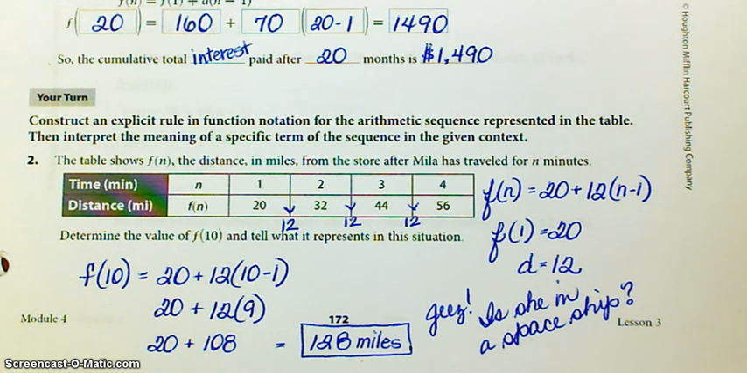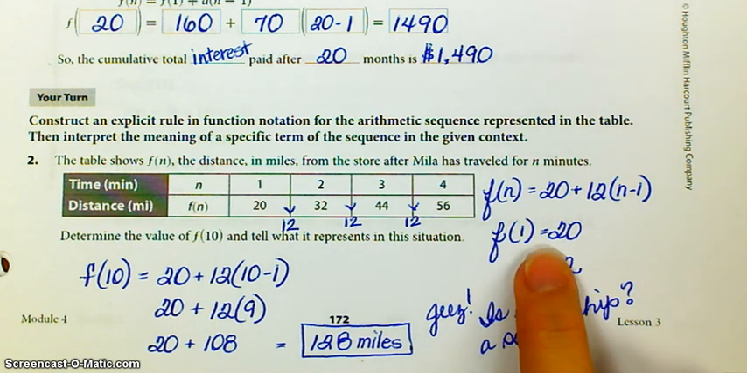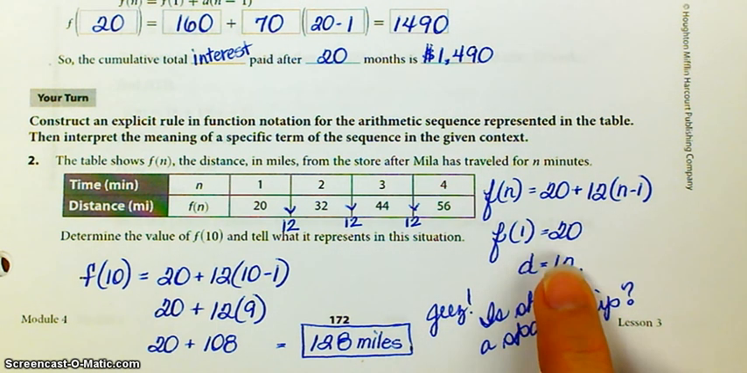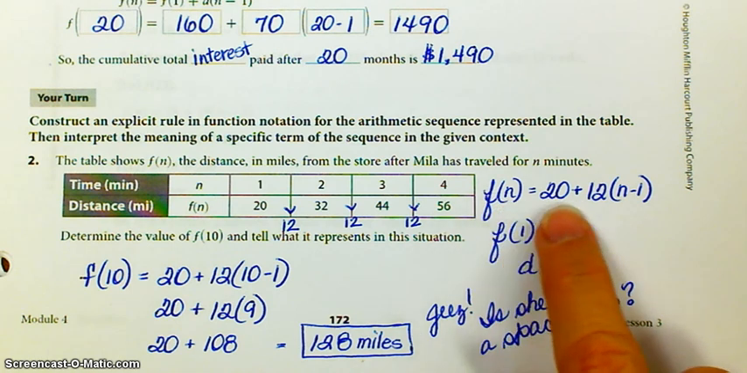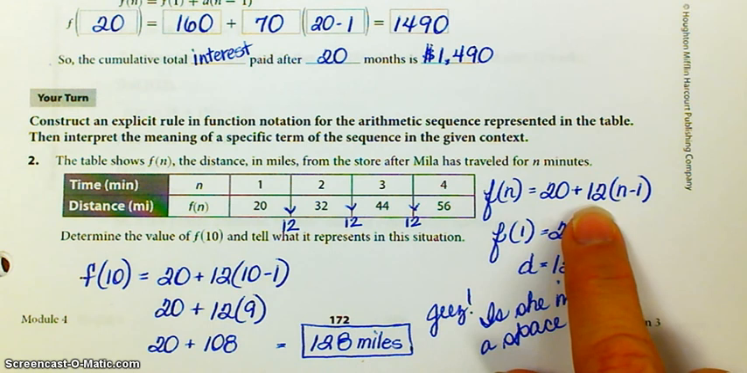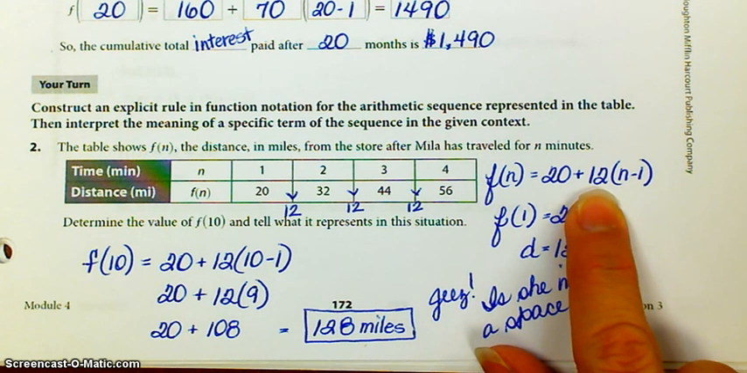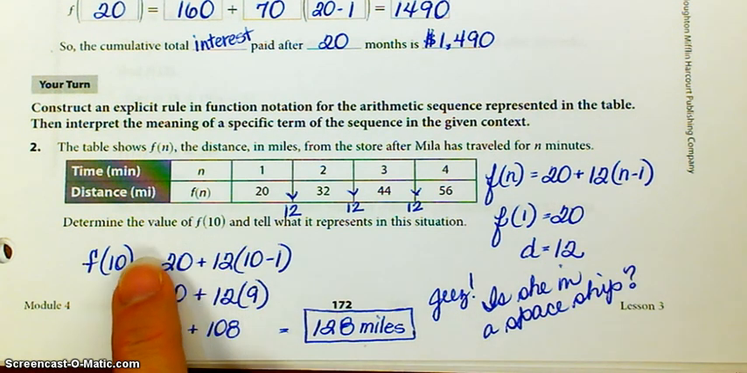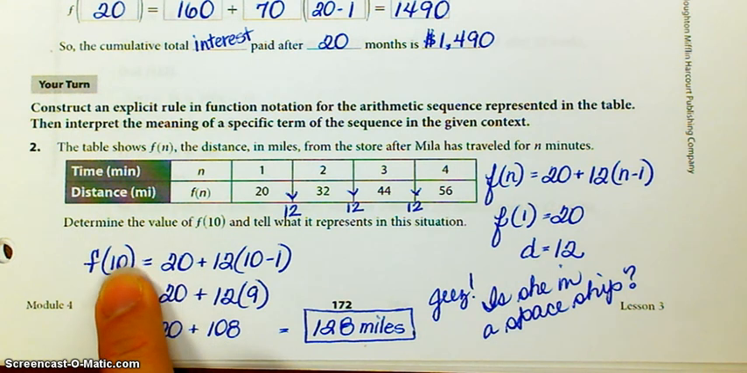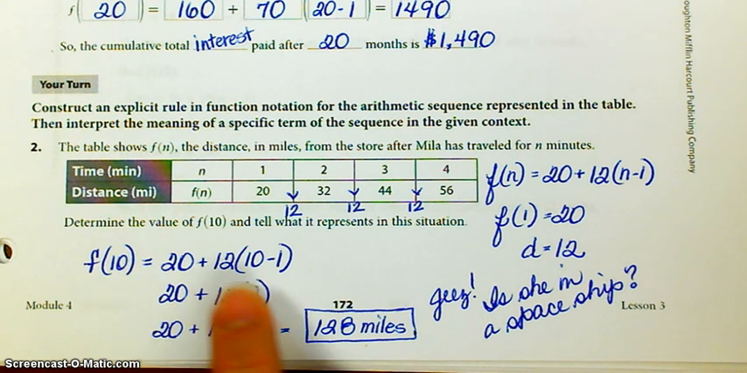Okay, so first, my f of 1 value is 20. My common difference is d, and that is equal to 12. So I'm going to take those things and put them into the format for the explicit rule. There's what I get. And then I'm going to determine the value when n is 10. So I just simply put 10 in for n and do some number chugging. And after 10 minutes, she's 128 miles away.